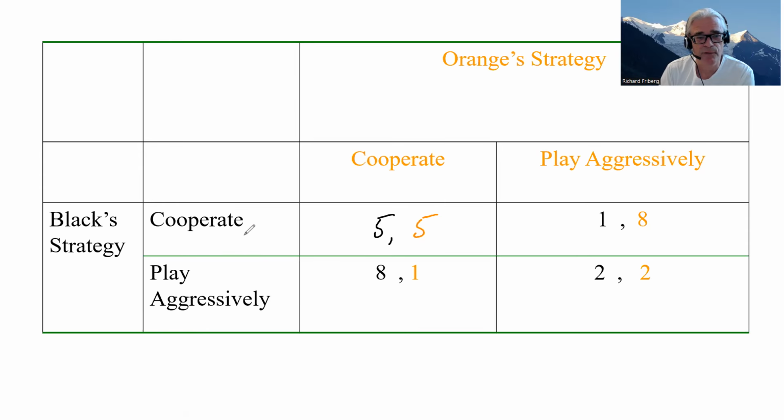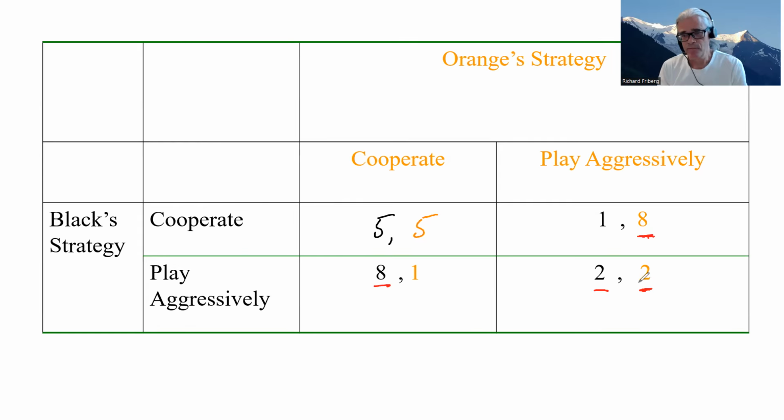So we walked through the table, first putting ourselves in the shoes of black, say: should black cooperate or play aggressively? Well, it compares the best responses to different strategies for orange. And then putting ourselves in the shoes of orange, comparing cooperate to play aggressively. Play aggressively is a best response as well here.